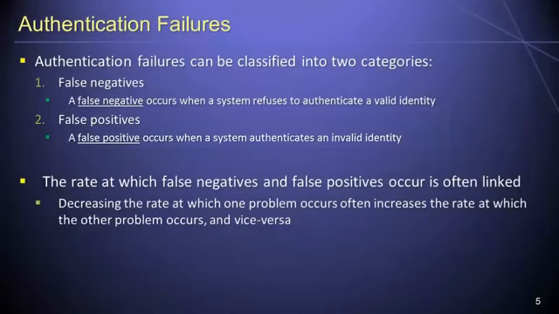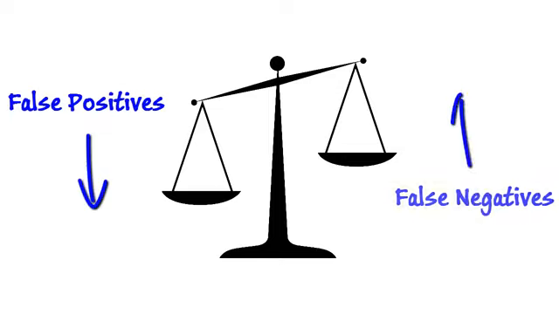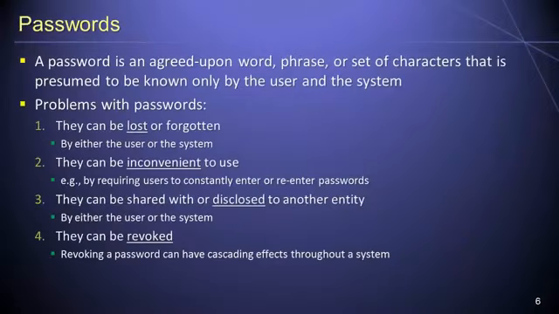One of the interesting characteristics of authentication systems is that the rates at which false negatives and false positives occur are often linked to each other. If, for example, we would like to decrease the rate of false positives, then by pursuing that objective, we will almost certainly increase the rate at which false negatives occur, and vice versa.